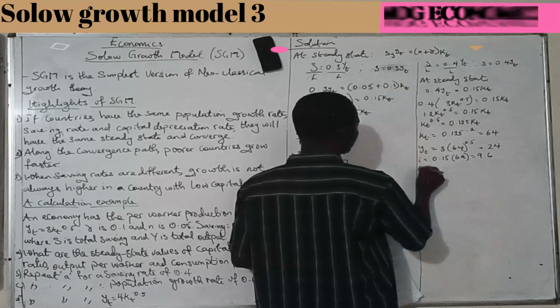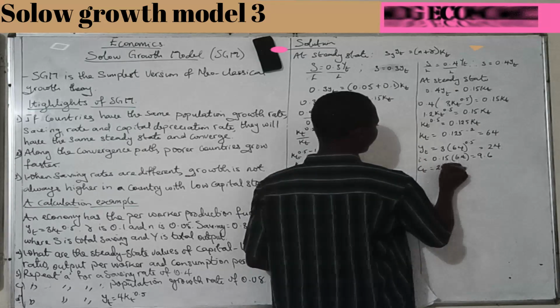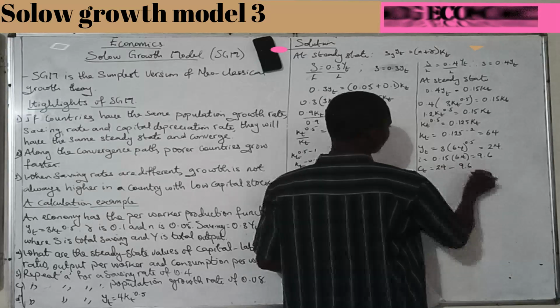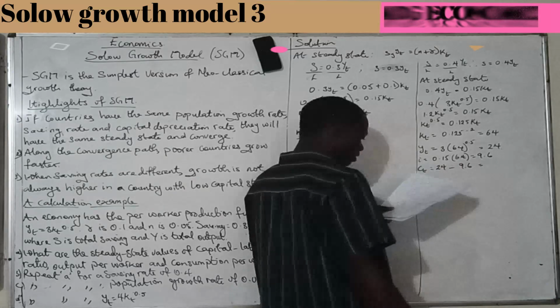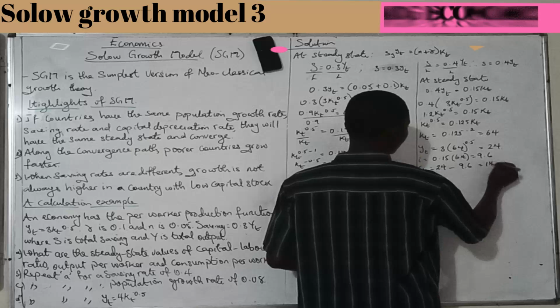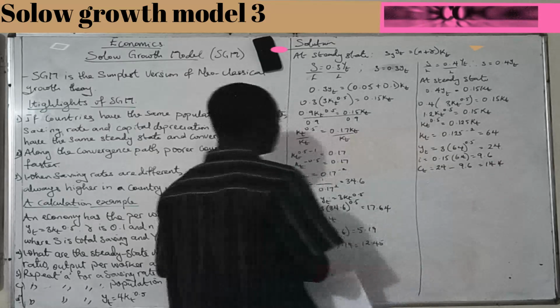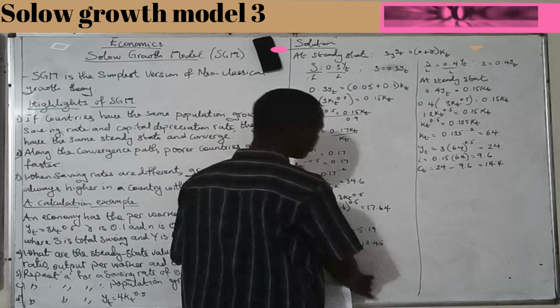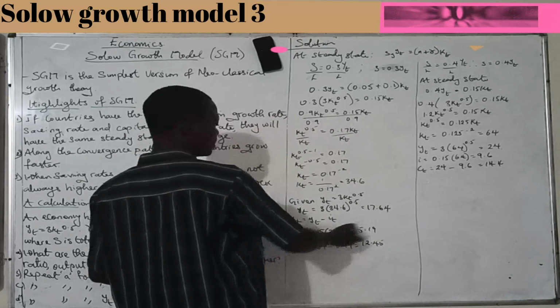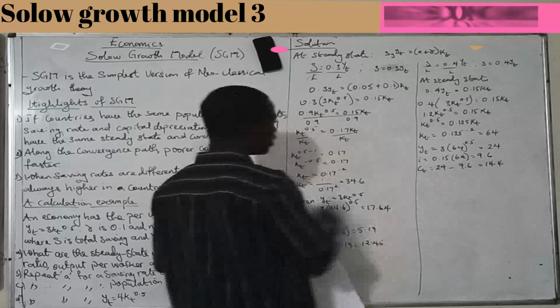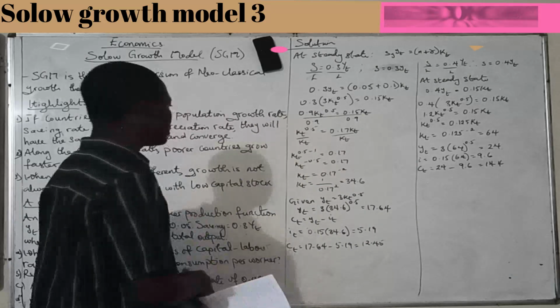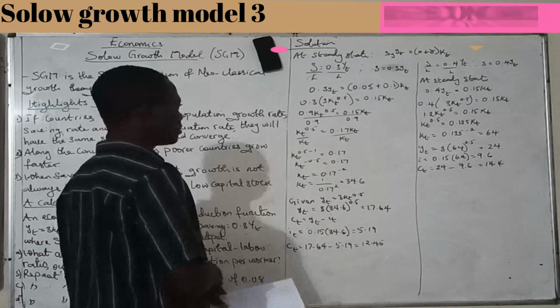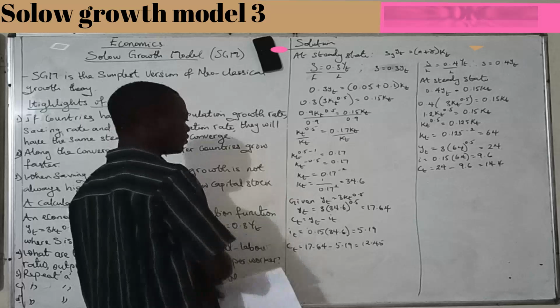9.6. So now the consumption per worker is 24 minus 9.6, and that gives us 14.4. So you can see all of them are higher. Standard of living is better now, 14.4. Investment that was 5.19, so more is being invested, and output that was 17.64 has also increased.